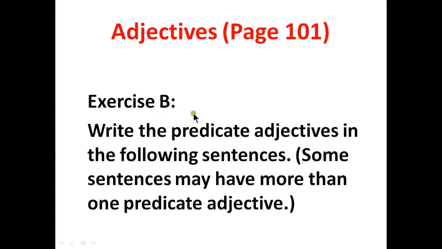Now we will do exercise B. You will write the predicate adjectives in the following sentences. Some sentences may have more than one predicate adjective. Now your concept is quite clear about the sense of adjective. What are predicates? Predicates are the part of a sentence which usually contain verb, object, and object complements. And within an object complement, you will find the adjectives. But it's not necessary for any sentence to have object complement every time.